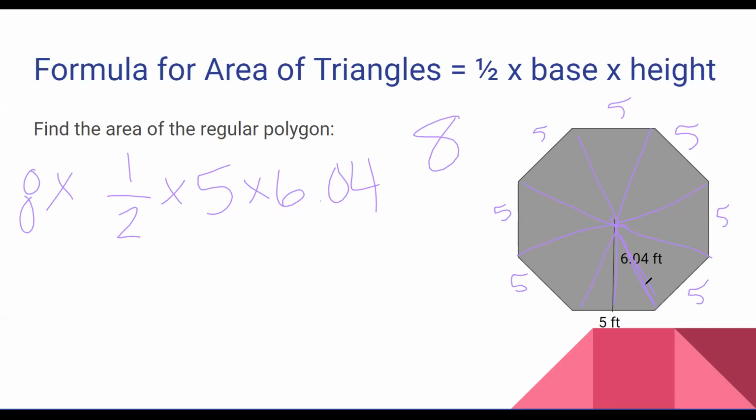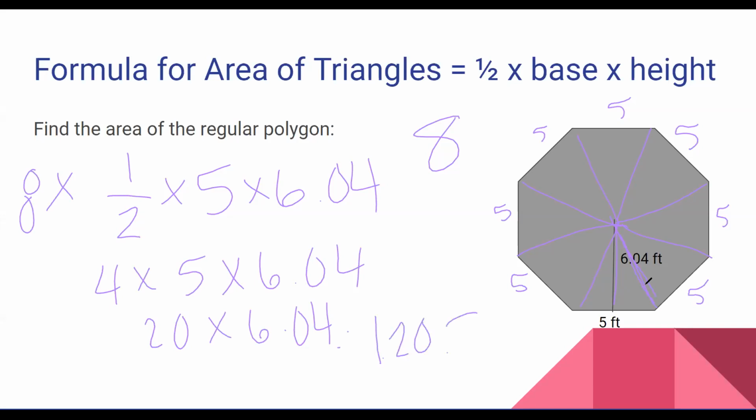Looking at this first part, I know that 8 times 1/2, or 8 divided by 2, is 4. So now I have 4 times 5 times 6.04. And 4 times 5 is 20. So now I have 20 times 6.04. I'm going to use a calculator to solve that, and I get 120.8. This was in feet, and it's area, so it is squared. That is how I would go about solving that.